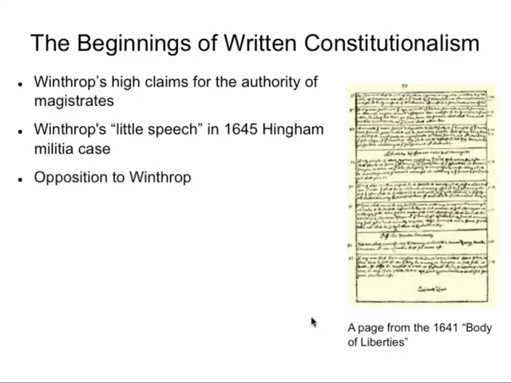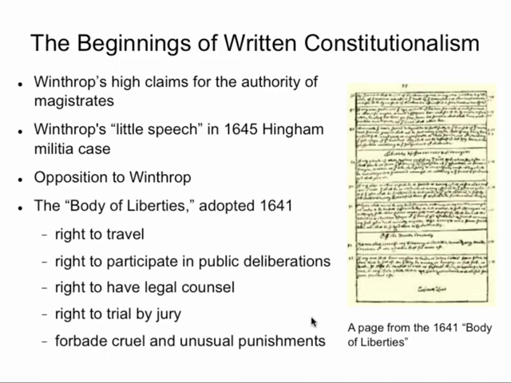Well, not everybody in the colony agreed with Winthrop's views, and there were many people who felt that Winthrop had gotten out of hand and that the magistrates had gotten too powerful, and that the people needed to have a written document, a written law code, to help protect their rights and to help keep the magistrates in check and keep them from overstepping their authority. And so a group of colonial leaders drafted a law code which was accepted in 1641 called the Body of Liberties, which was a very significant document in early American history.